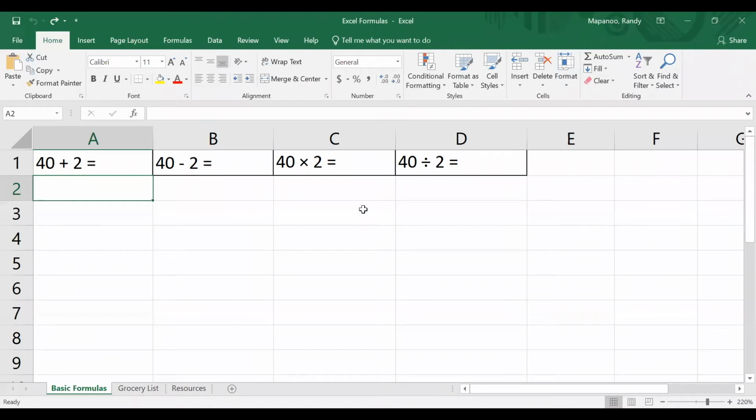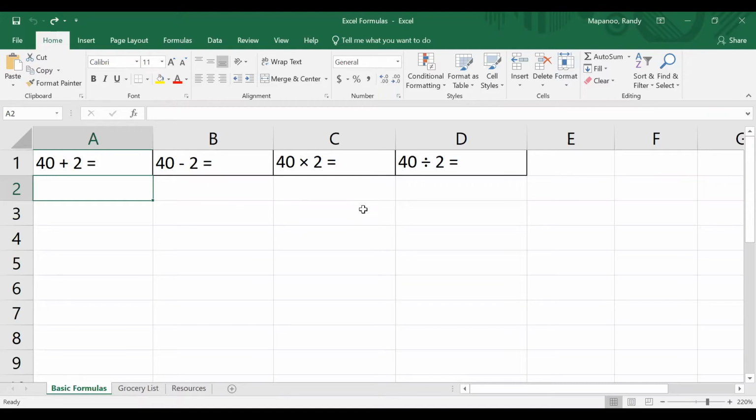So here I am in Excel. And first let me explain what an Excel formula is. Basically, it's just a math problem that we want Excel to calculate or solve for us. So here I have 4 math problems that I'm going to write an Excel formula for to solve them. I'll start with the one here on the left. It says 40 plus 2 equals.